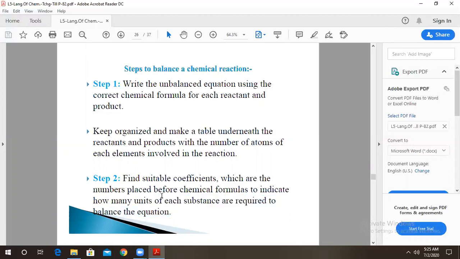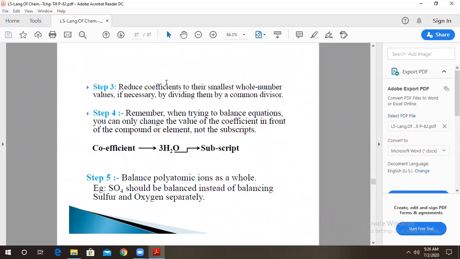I'll just show this to you now. Let's move ahead. Then we also need to reduce the coefficients to their smallest whole number values by dividing them by a common divisor. Let us see with an example.